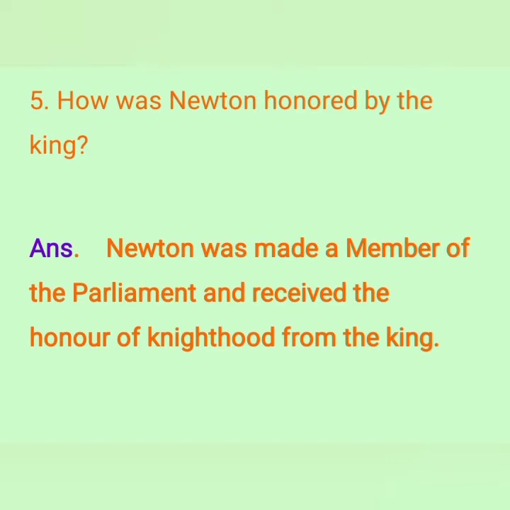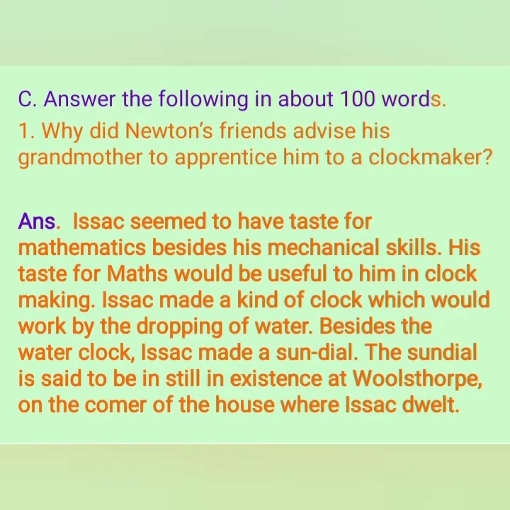Question number 5: how was Newton honored by the king? Answer: Newton was made a member of the parliament and received the honor of a knighthood from the king. Roman letter C, answer the following in about 100 words. First one: why did Newton's friend advise his grandmother to apprentice him to a clockmaker? Answer: Isaac seemed to have a taste for mathematics. Besides his mechanical skills, his taste for maths would be useful to him in clockmaking.